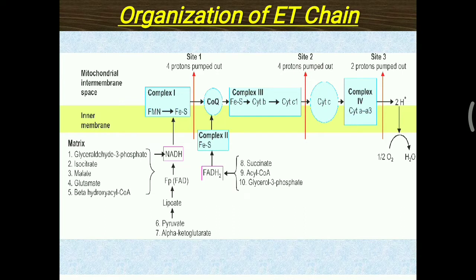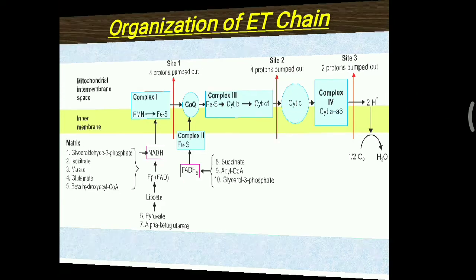But when NADH or FADH2 transfers electrons to oxygen, energy is generated, and along with this energy generation, 4 protons at complex 1, 4 protons at complex 3 and 2 protons at complex 4 are going out. That is very important in this electron transport chain, which we will look at.